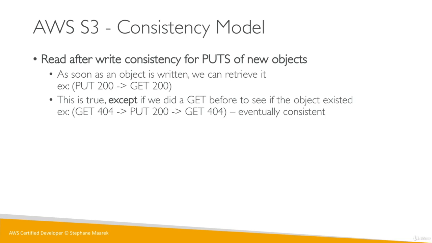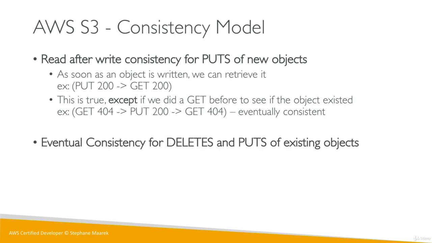This is true only if you did not do a get before to see if the object existed. So if you have an application, you first do a get to see if the object exists, you get a 404, then you do a put because the object doesn't exist, so you put the object in the S3 bucket, and then you do a get again, you may get a 404 because you are eventually consistent. That means that this time, basically, the previous result was cached, which was 404, and so you need to wait a little bit, that's why it's called eventually consistent, if you want to get a 200.